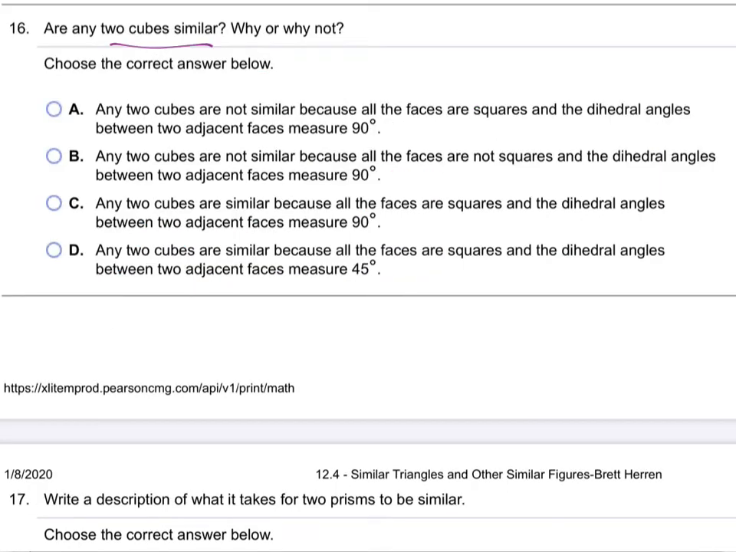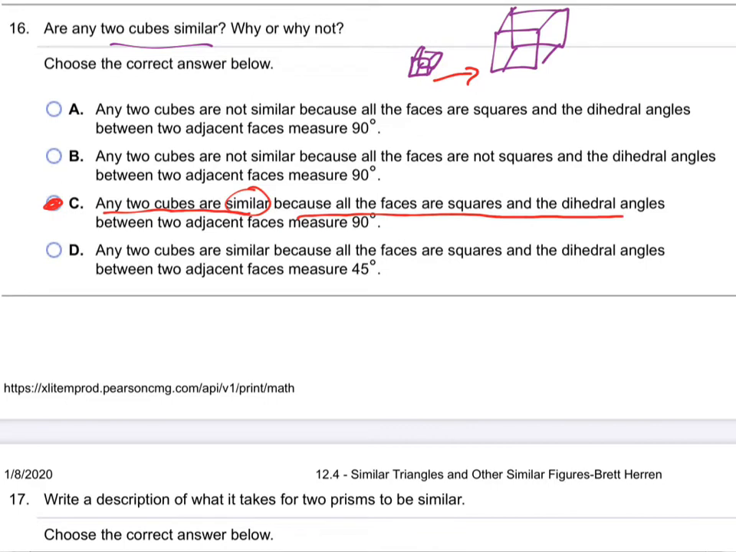Are any two cubes similar? Like, so if you have a little cube and then a bigger cube, are they similar? Like if you took the little one and you expanded it, would it blow up to exactly fit on the big one? Are they the same shape except for size? Yeah. Any two cubes are similar because all the faces are squares, right?